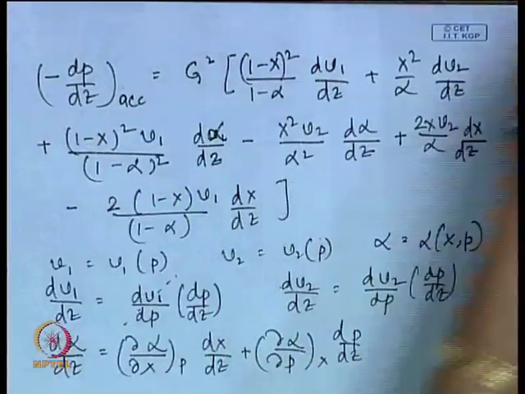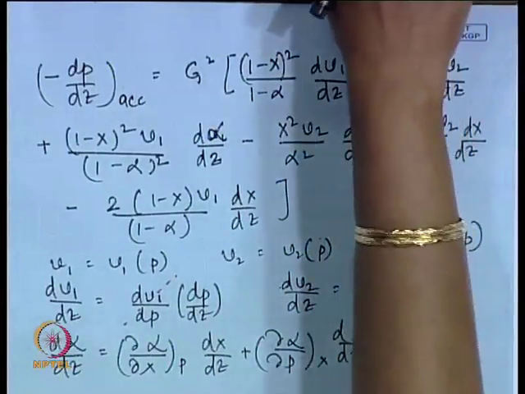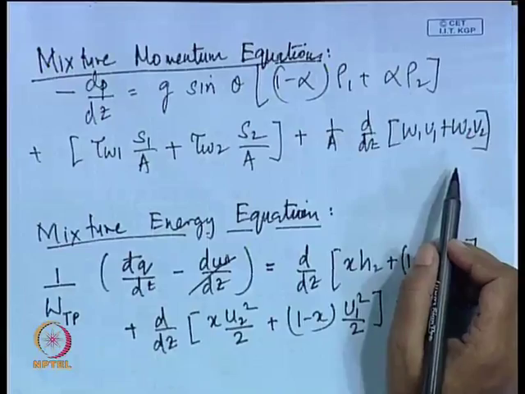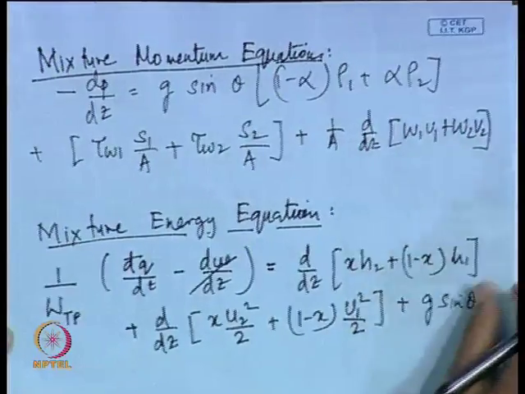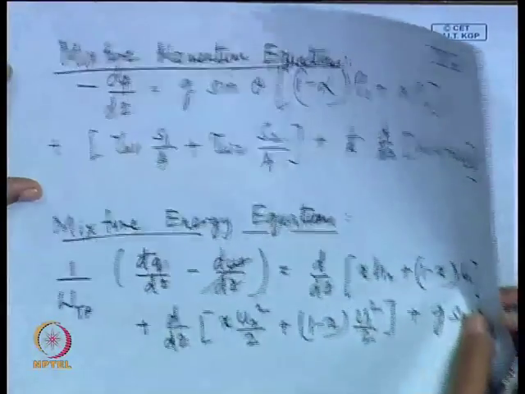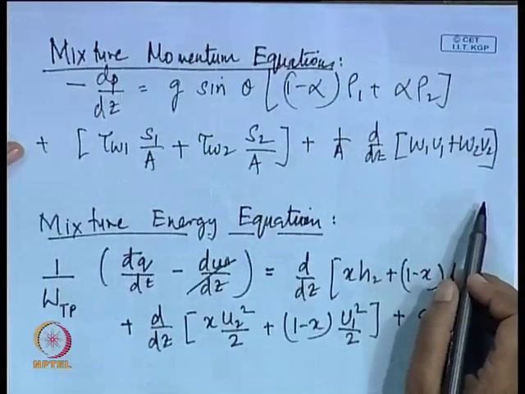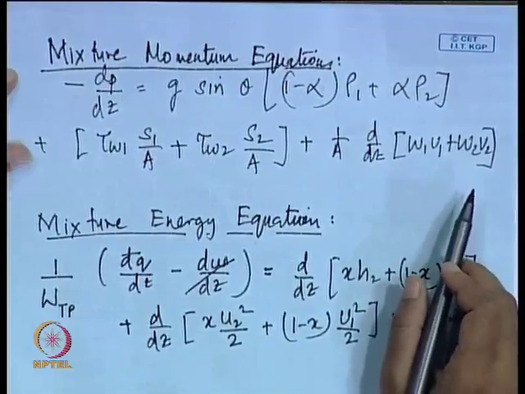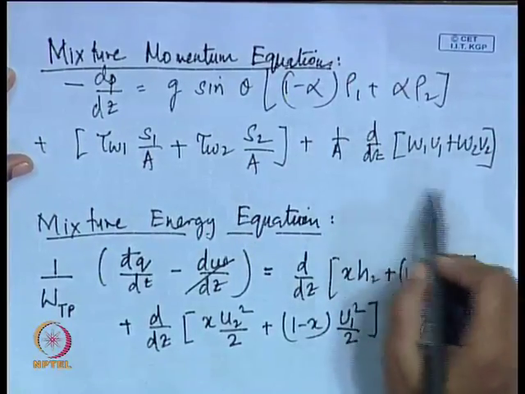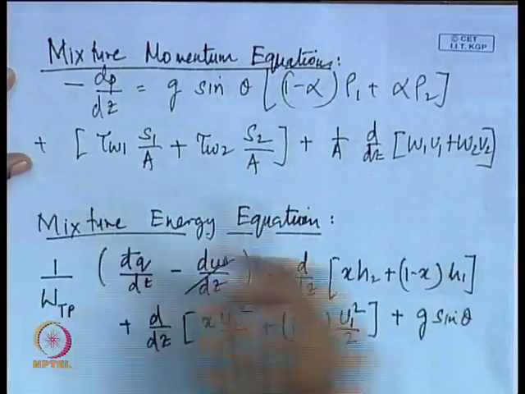Fine. You just substitute and find out the acceleration pressure gradient. Finally, what we would like to do is express the pressure gradient in terms of known measurable quantities. So, once you substitute these terms in the acceleration pressure gradient, we can substitute this acceleration pressure gradient in the total pressure gradient expression, right. In that case, we find that even on the right hand side we have some dp dz terms, which again we have to take to the left hand side.